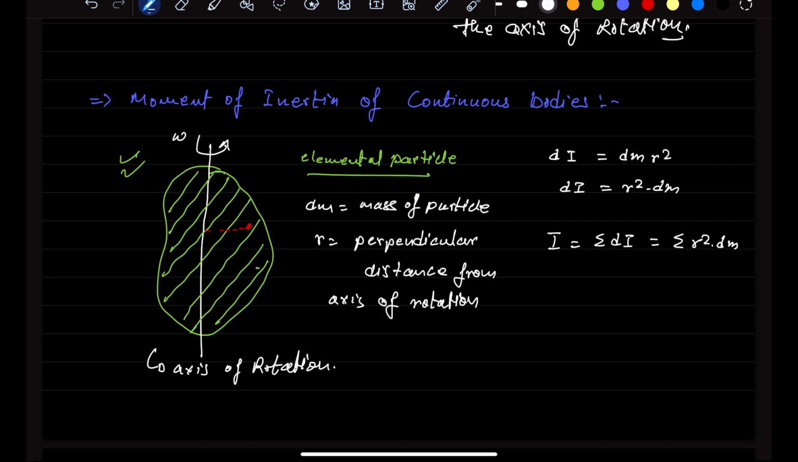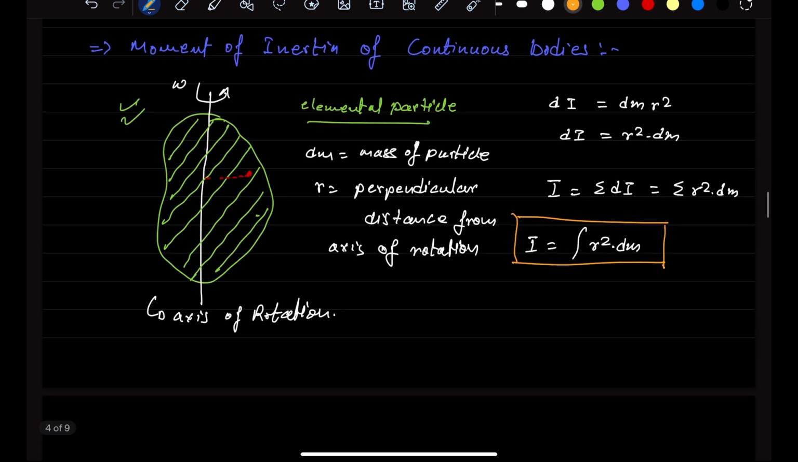So can I replace this summation with integration? If you remember the definition of integration, where do we use it? Basically, it is summation only, but we use it for continuous summation. Okay, so I can say I is the integration of r square dm. Of course, my handwriting may not be good, but I think you are able to understand what I want to convey.